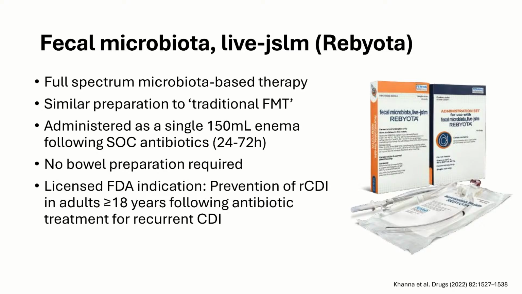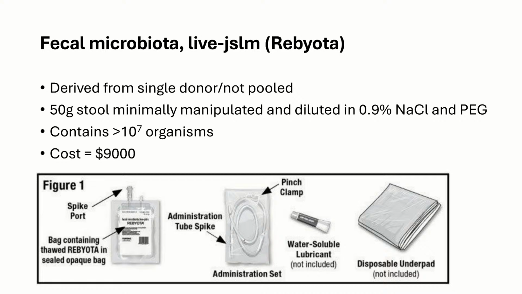In the meantime, at least in North America, Rebiota is available. This is what's termed a full spectrum microbiota based therapy. It's very similar to traditional FMT, to be honest with you. It's administered as a single enema of 150 mils, following standard of care antibiotics with a gap window period of about 2 to 3 days in order for those antibiotics to be washed out from the lumen of the gut. No bowel preparation is required, and as I say, this has a license from the FDA for prevention of recurrent C. diff infection in adults over the age of 18 years, following standard treatment for recurrent C. diff. Again, it's derived from a single donor. It's not pooled. They use a minimum of 50 grams diluted in normal saline and polyethylene glycol.